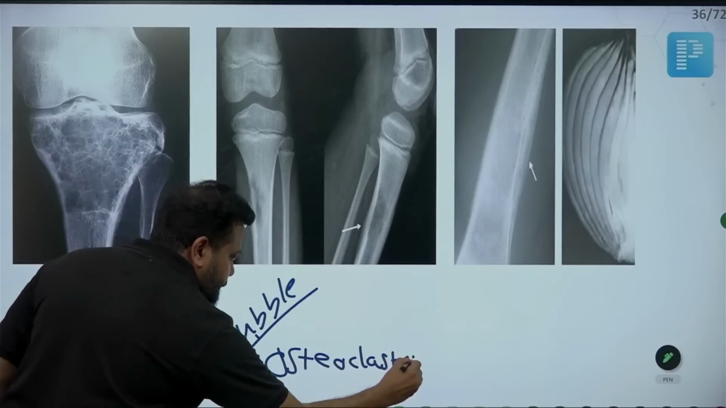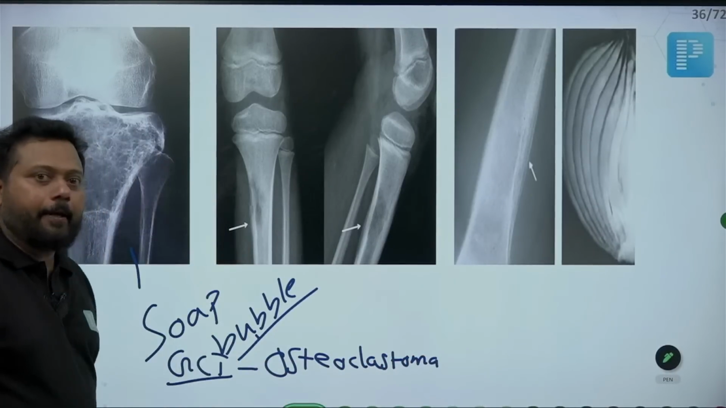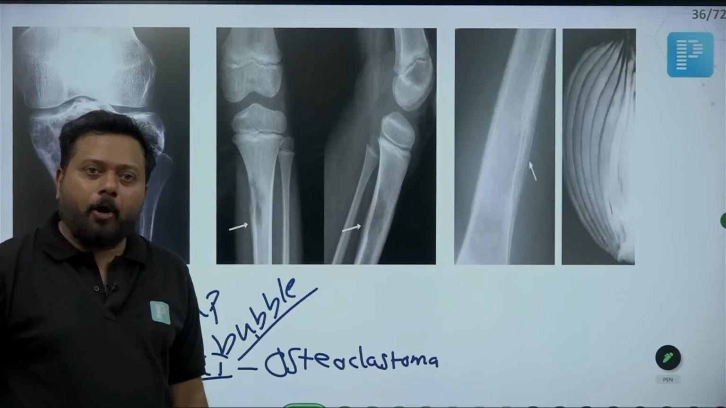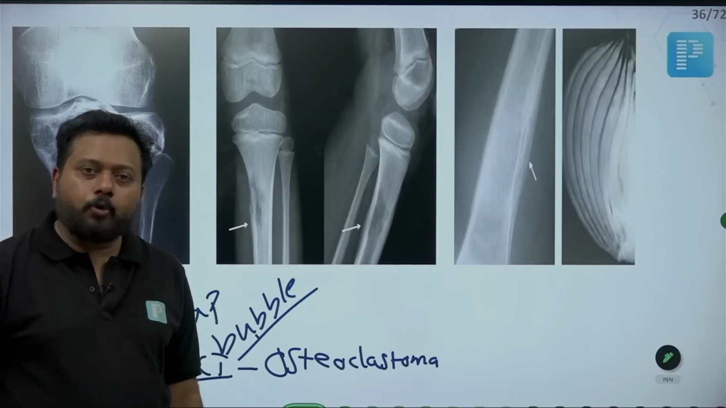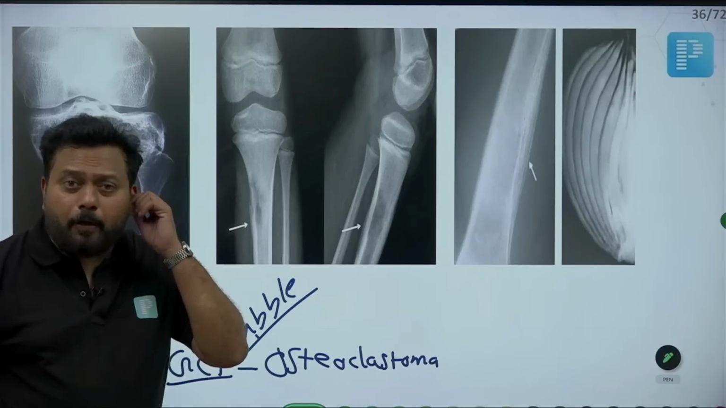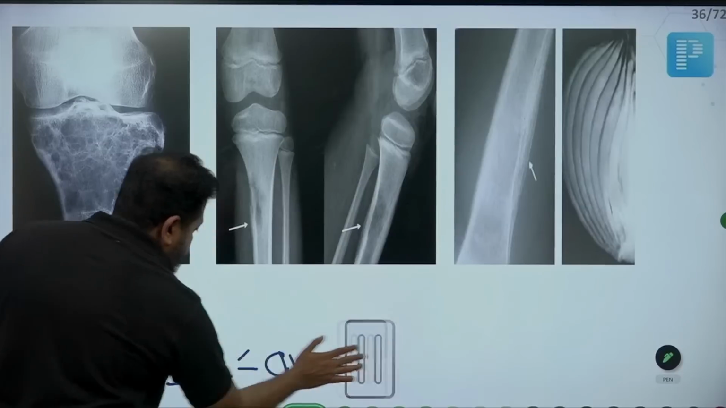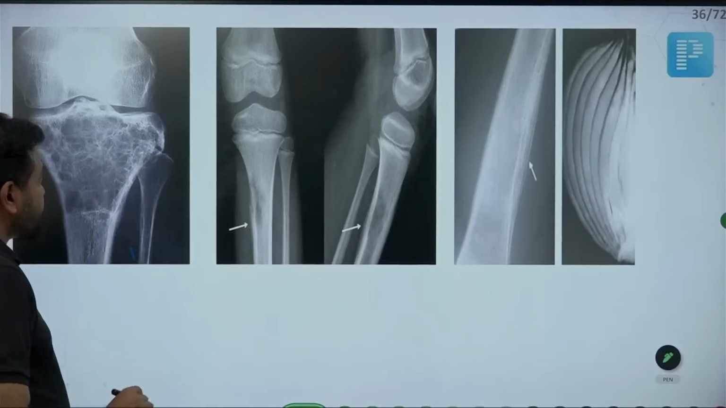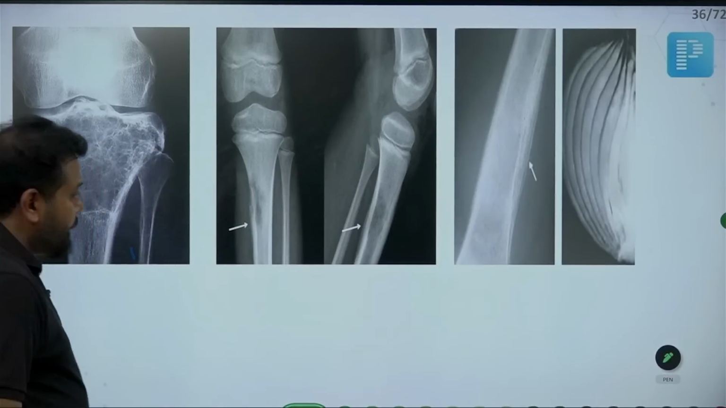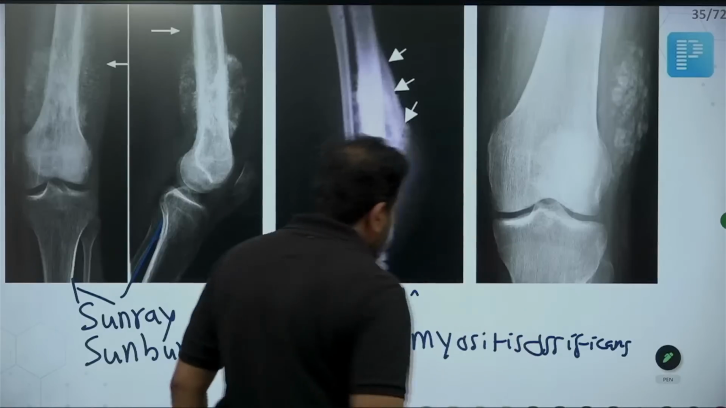Osteoclastoma. Okay. So sun ray appearance means osteogenic sarcoma. Codman's triangle means osteogenic sarcoma. Soap bubble appearance means osteoclastoma, otherwise called giant cell tumor. Okay. When you see the previous X-ray very carefully, you see here, very interesting.